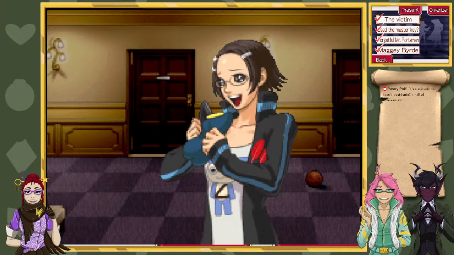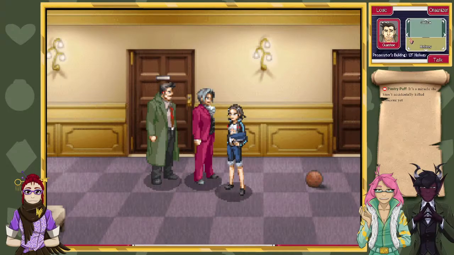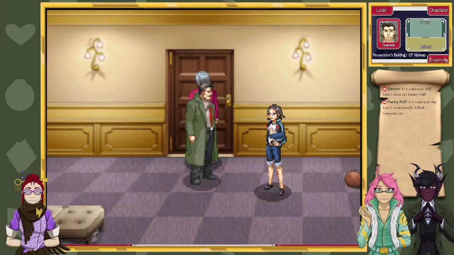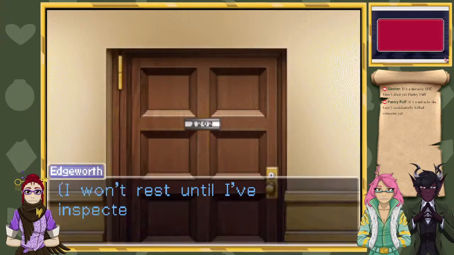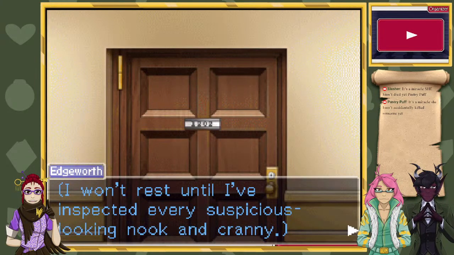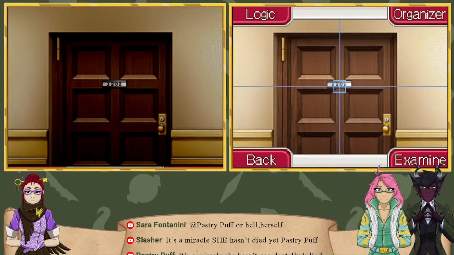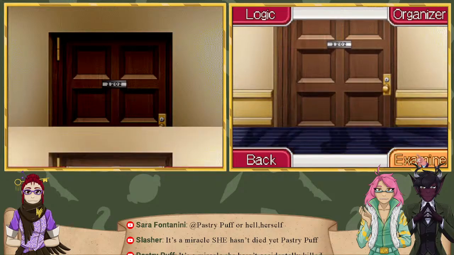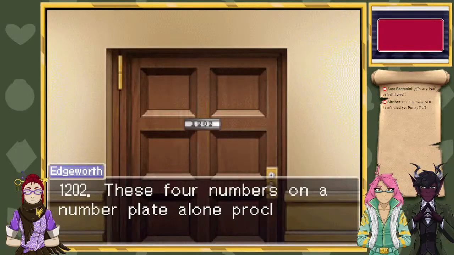All right. Do we want to present anything else to her? No, I want to examine the doors. Edgeworth said to examine Portman's door, and chat wanted me to examine Edgeworth's door. I won't rest until I've inspected every suspicious-looking nook and cranny. What is something suspicious? Anything suspicious? Name, anything? Place? Or lock? We'll just examine. We might as well examine everything.